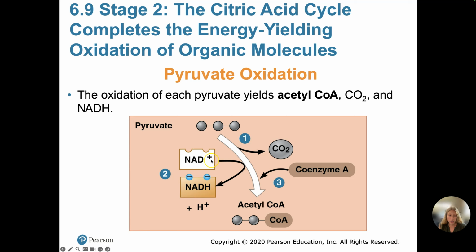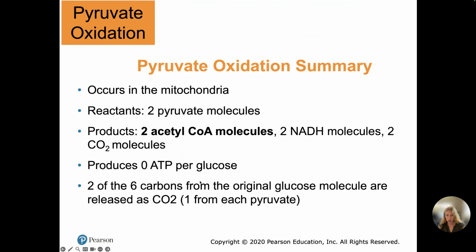Finally, 1 molecule of NAD plus will be reduced to NADH per pyruvate, but 2 pyruvates have to go through pyruvate oxidation, which gives us 2 NADH molecules. So the products of pyruvate oxidation are 2 acetyl-CoA molecules, 2 NADH molecules, and 2 CO2 molecules. That is because we started with 2 pyruvate molecules.